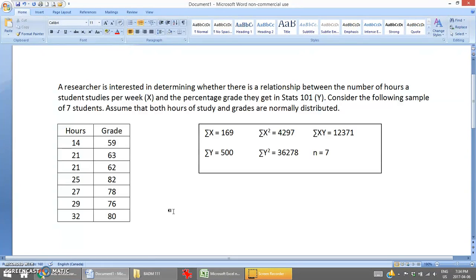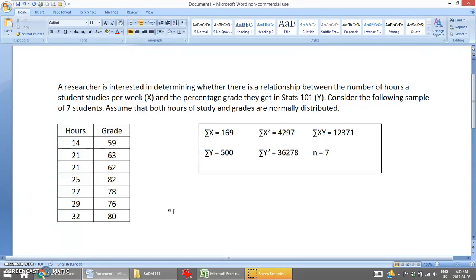So the example that will help us understand regression analysis and correlation is included in your course package. It states that a researcher is interested in determining whether there is a relationship between the number of hours a student studies per week, which is going to be X, and the percentage grade they get in stats, which will be the variable Y. Consider the following sample of 7 students. Assume that both hours of study and grades are normally distributed.